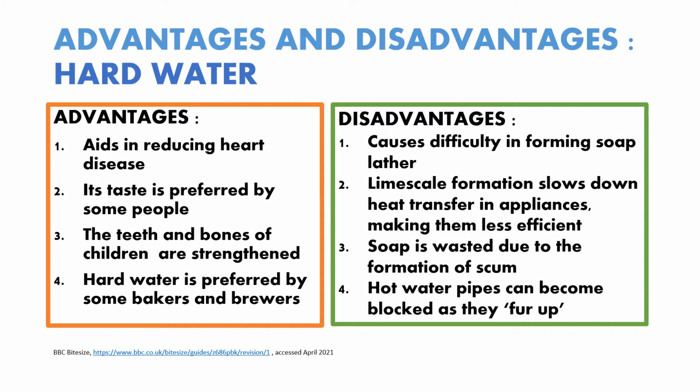However, disadvantages of hard water include that it causes difficulty in forming soap lather. Limescale formation slows heat transfer in appliances such as dishwashers, kettles, and washing machines, making them less efficient. Soap is wasted due to the formation of scum. And hot water pipes can become blocked as they fill up.